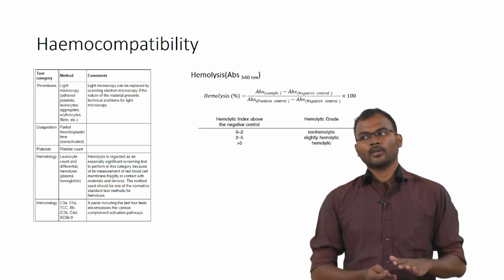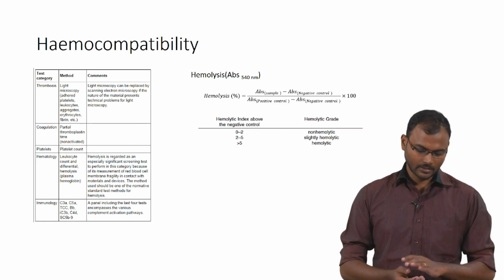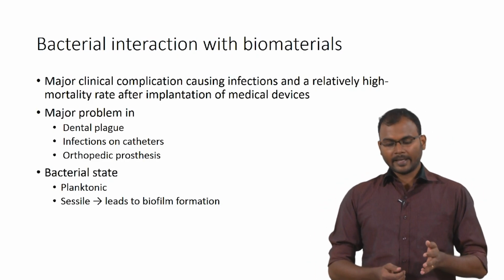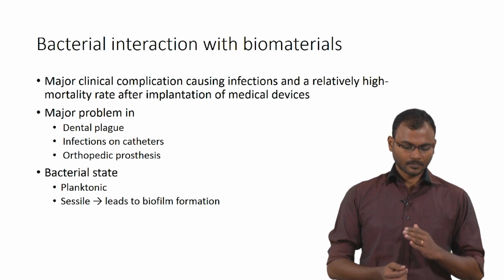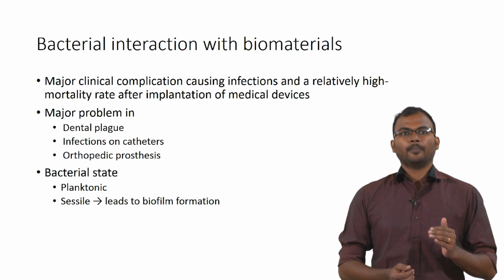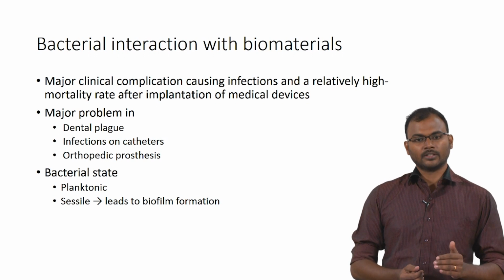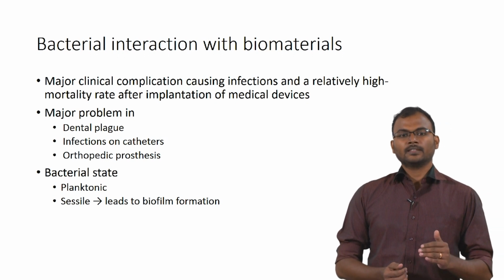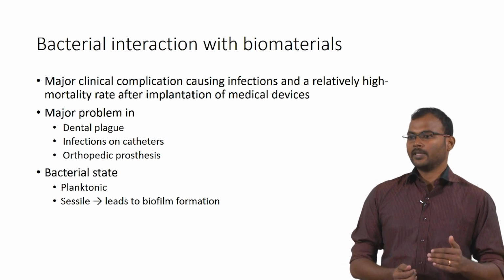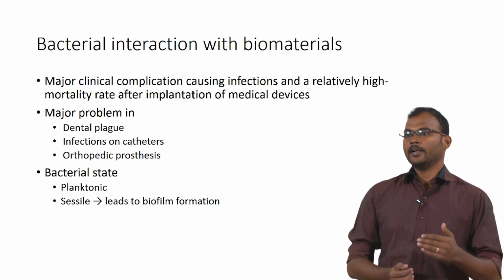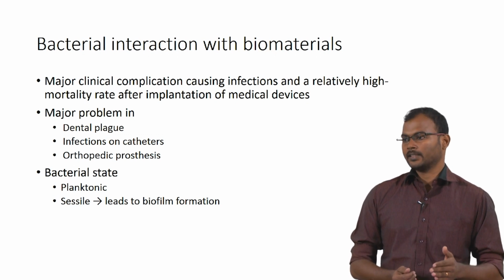So, when you are looking for a blood contacting application, you should always do the hemocompatibility studies. So, coming into bacterial interaction with the biomaterials, one of the major complications that immediately arises when you are introducing a material into the system is infection. If there is an infection, there would be an immediate rejection, because a bacterial infection on the material surface can lead to immune responses and toxicity to the cells, and it would be immediately rejected by the cells.